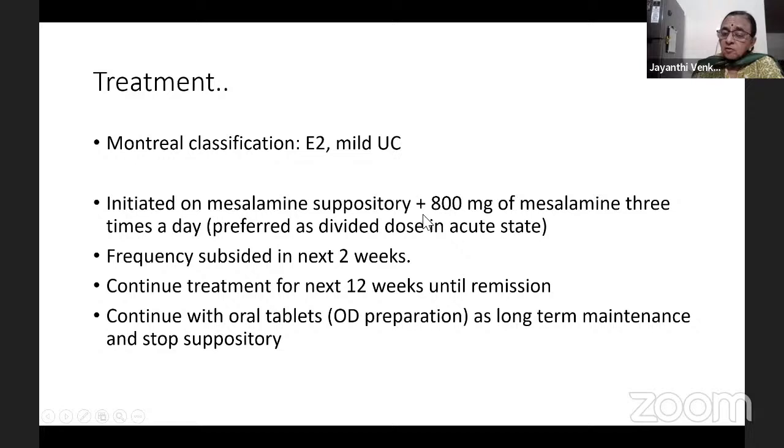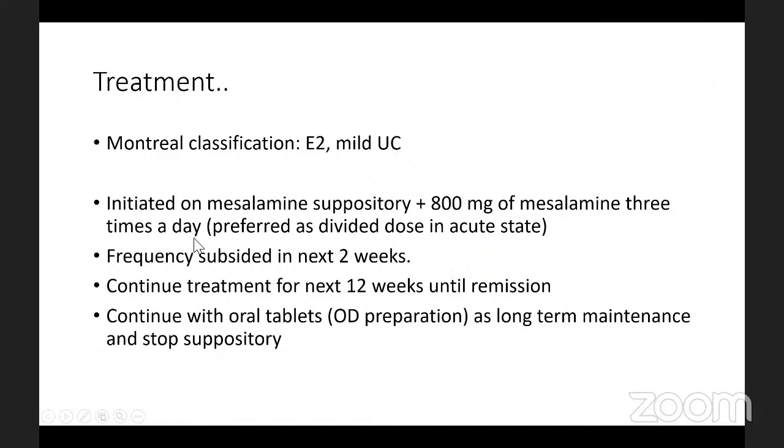That's the first line of management, along with 800 milligrams 3 times a day, constituting 2.4 grams of mesalamine per day. And this is the preferred dose in an acute state. We don't start with an OD dose. We always start with a divided dose in an acute state because of the intestinal hurry.